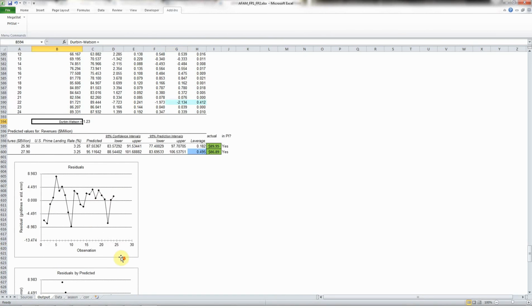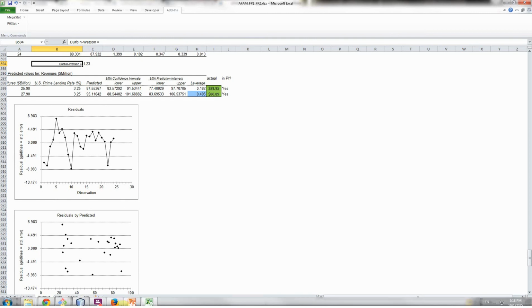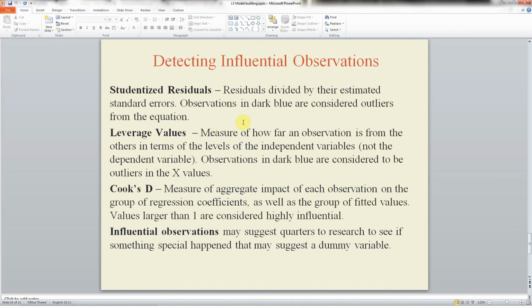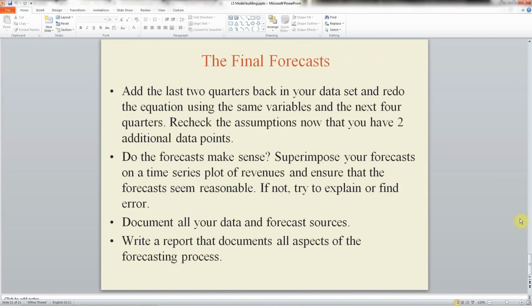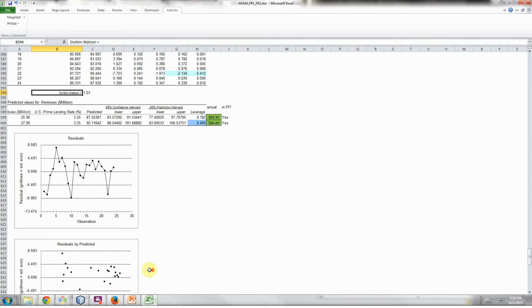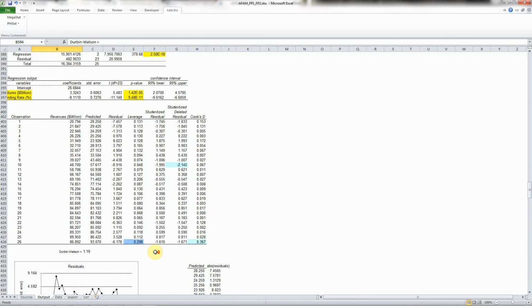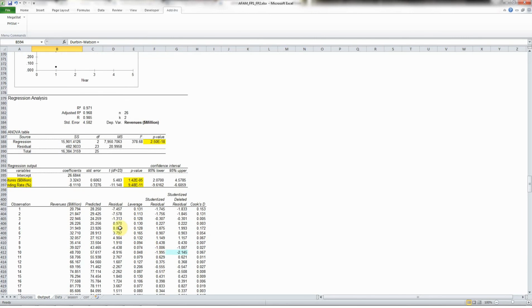Because of that, the next step, this looks like a very good candidate model, except for the fact that I have a Durbin-Watson problem. I've already checked all the assumptions, and I looked at the Cook's D, and I looked for influential outliers, and I didn't have any of that problem. So before I do my final forecast, let me see if I can figure out this Durbin-Watson problem. What I'm first going to do is go back and take a look at the predictions I had. Did I do predictions? Yes.